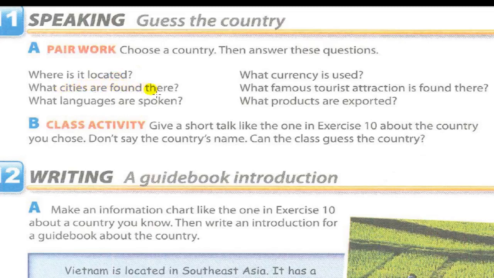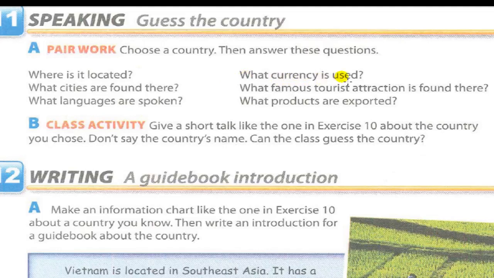What cities are found in Australia? Melbourne and Sydney. We have a lot of cities, but the most famous cities in Australia are Melbourne and Sydney. What languages are spoken? Australian people speak English. British English. The Australian accent is nearly British English. Not American. It's a British accent.